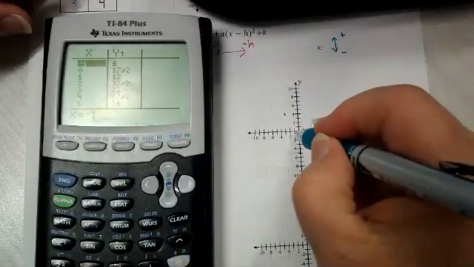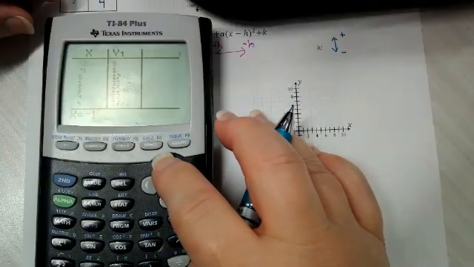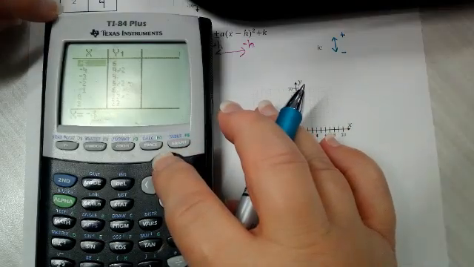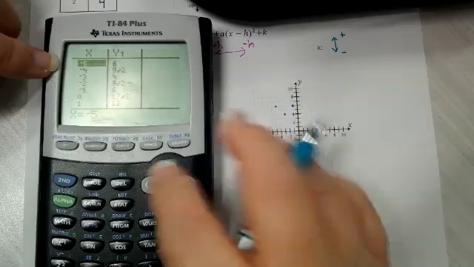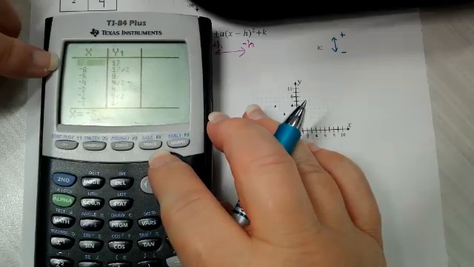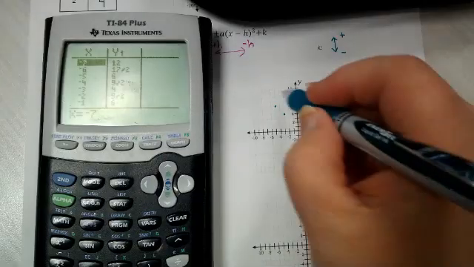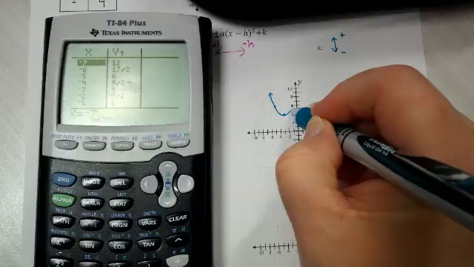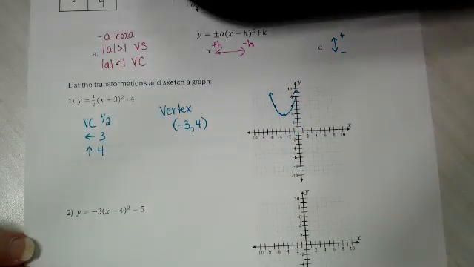There it is, negative 1, 6. And then negative 3, 4, we've got that one. Negative 5, 6. And I think that's all that's going to fit on our graph, because negative 7, 12, this only goes up to 10. So we know it's a U shape. Try to make it look like it's round and not pointed, but there we go.